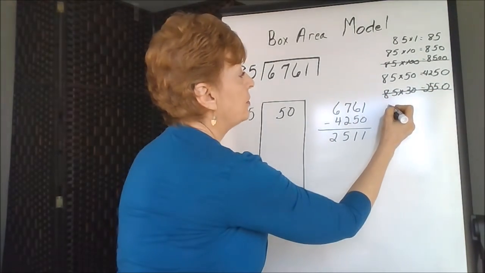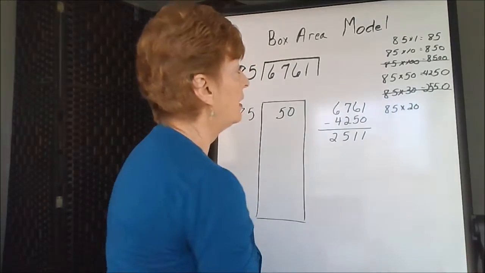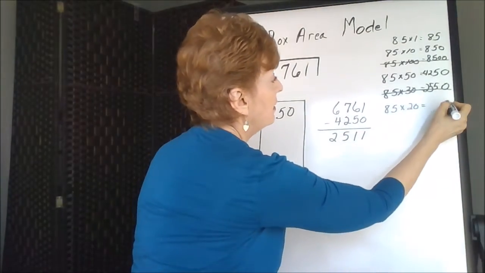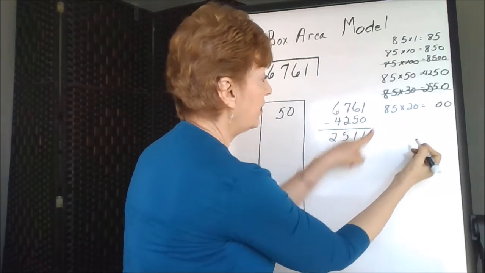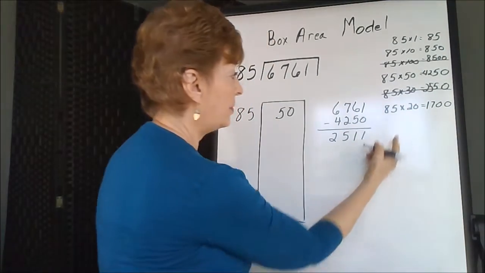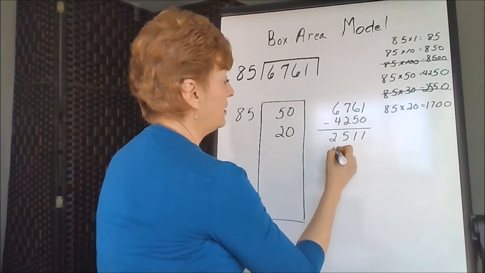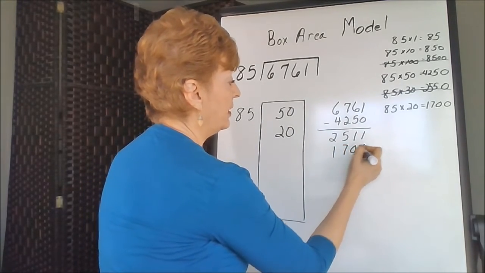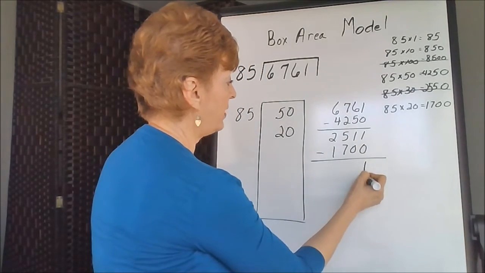We could do 85 times 20. That would be 5 times 2 is 10. Carry 1, 16, and 1 more is 17. That would be our next pick at 20. This would be the number that it would divide or multiply into. Our subtraction.